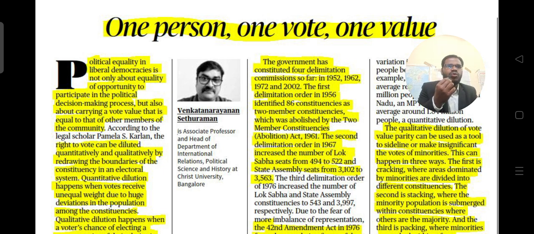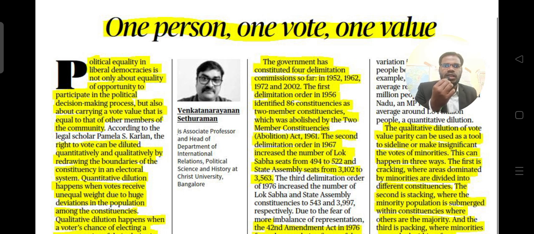One person, one vote, one value. So the title: political equality in liberal democracies is not only about equality of opportunity to participate in the political decision-making process, but also about carrying a vote value equal to that of other members of the community.